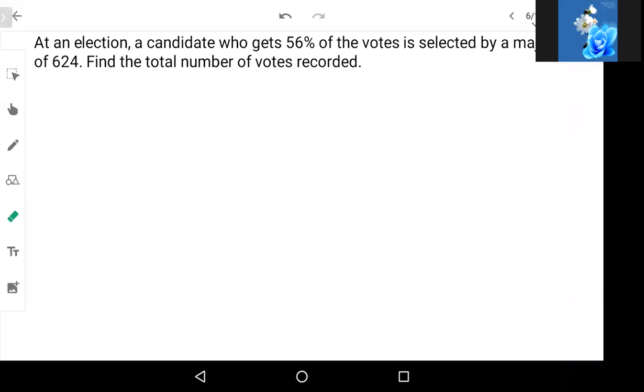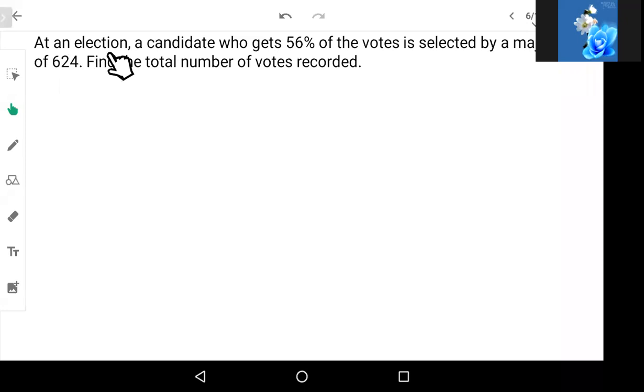Now, moving on to the next question. At an election, a candidate who gets 56% of the votes is selected by a majority of 624. Find the total number of votes recorded. Simple question. Let us read the question once again.